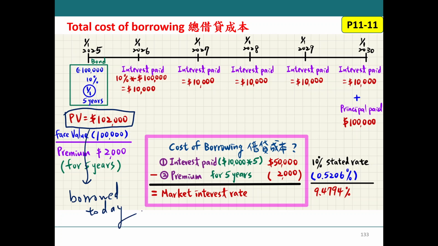But what's the problem? After 5 years, how much money do we have to pay back based on your promise? Principal, $100,000 is your promise. So always keep your promise. After 5 years, you promise to pay the principal of $100,000.